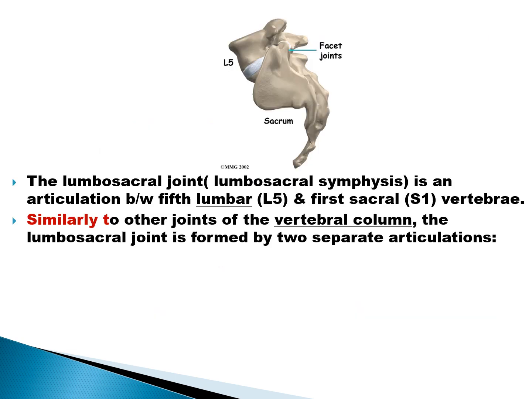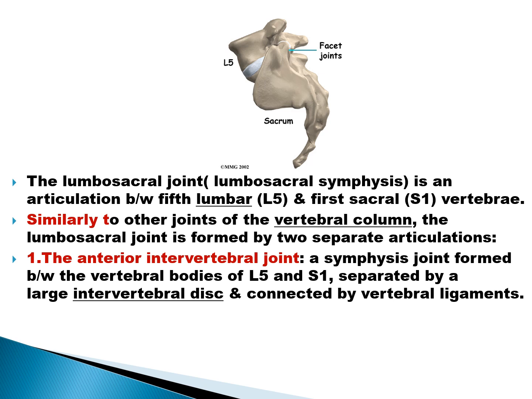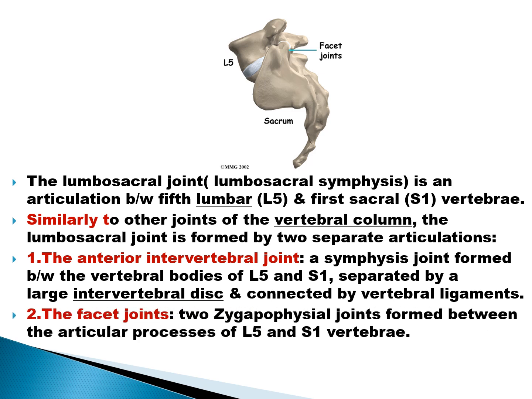The lumbosacral joint is a lumbosacral symphysis, a secondary cartilaginous joint, the articulation between the fifth lumbar vertebra and the first sacral vertebra. Similar to other joints of the vertebral column, it has two separate articulations. One, the anterior intervertebral joint, a symphysis formed between the vertebral bodies of L5 and S1, separated by a large intervertebral disc and connected by vertebral ligaments. Second, the facet joints, the two zygapophyseal joints between the articular processes of L5 and S1.